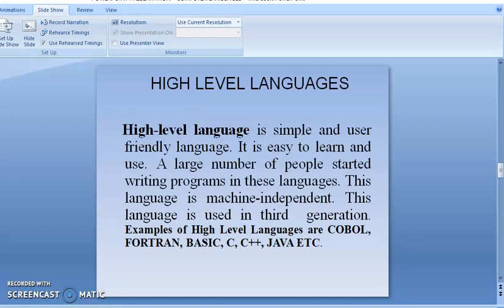High-level language is simple and user-friendly. It is easy to learn and use. A large number of people started writing programs in these languages. This language is machine independent. The language is used in third generation. Examples of high-level languages are COBOL, Fortran, BASIC, C, C++, Java.